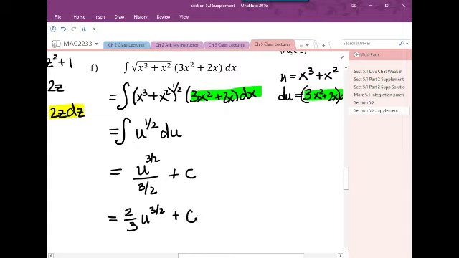But we don't want u's. We want our original x's back. So what was u equal to? It was x cubed plus x squared. So it's going to be 2/3 x cubed plus x squared to the 3/2 plus c.